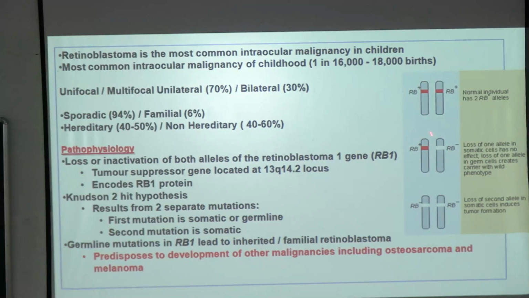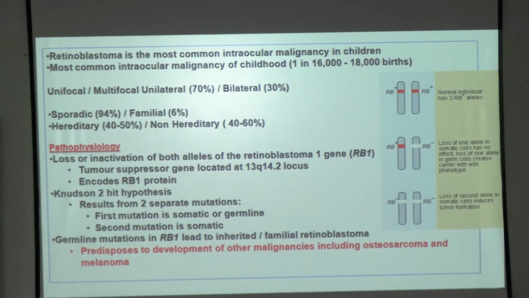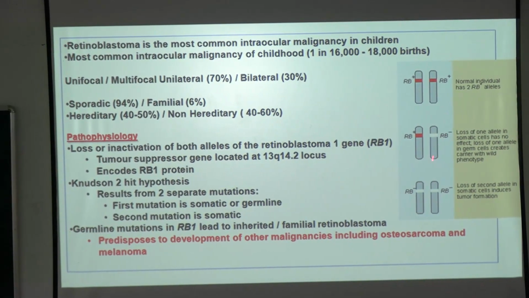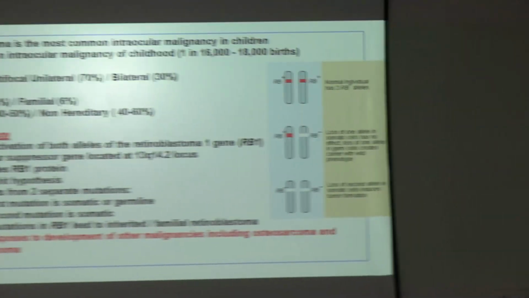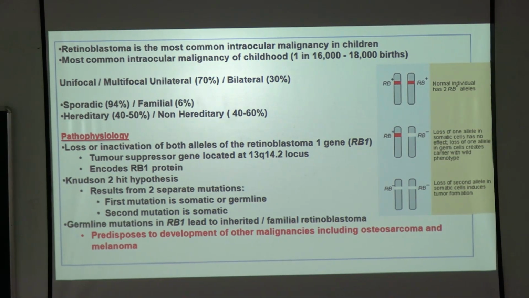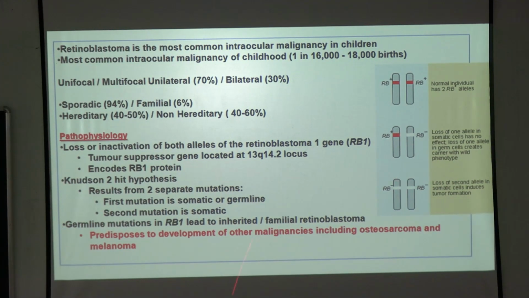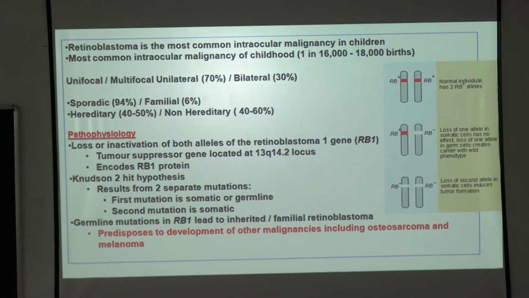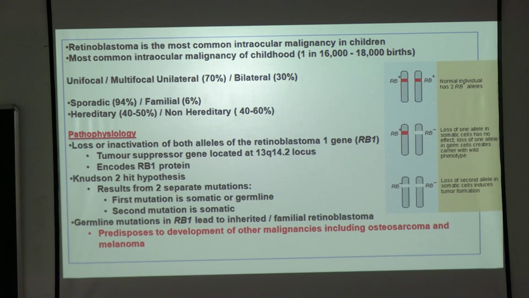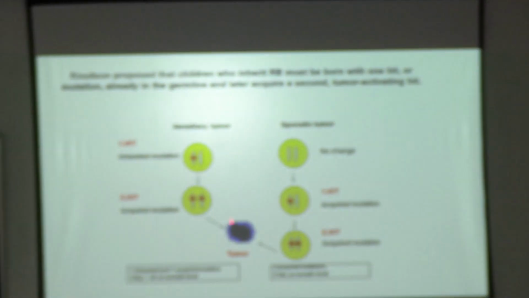So, the patient presents with this RB gene. Usually both alleles have the RB1 gene. If one is mutated, there will be loss of one allele; that is the carrier in the germ cell line. But if it is in the somatic cell, there will be no effect. But afterwards, when both are mutated in the somatic layer, they produce retinoblastoma. So, first hit, that is the Knudson hypothesis: first hit and second hit. First hit means one allele is mutated; second hit, when both alleles are mutated, they produce the retinoblastoma.